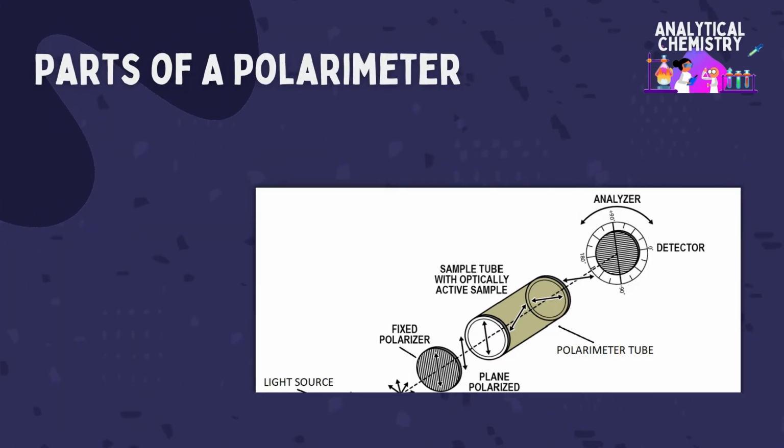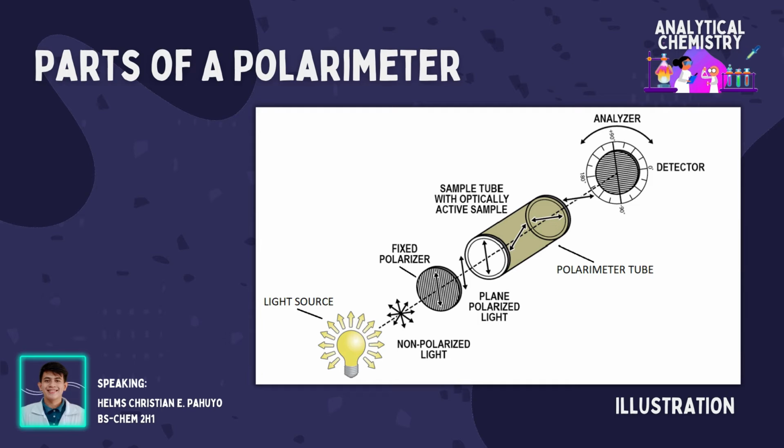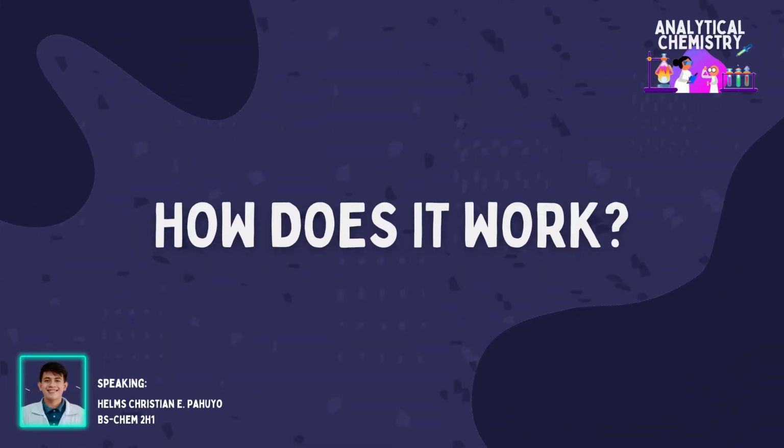In majority, polarimeter is composed of light source, polarizer, polarimeter tube, analyzer, and detector. So, what is an analyzer and how does a polarimeter work? Let us refer to our illustration to better understand this instrument.